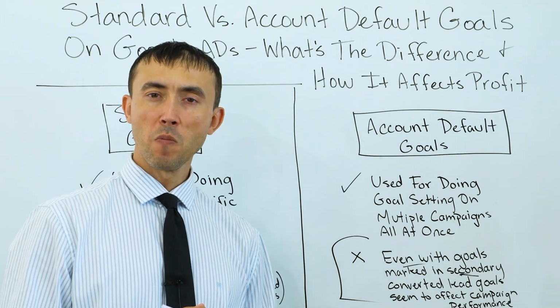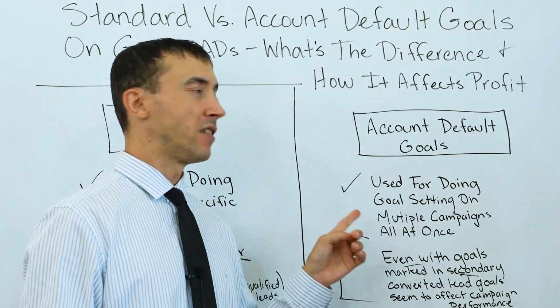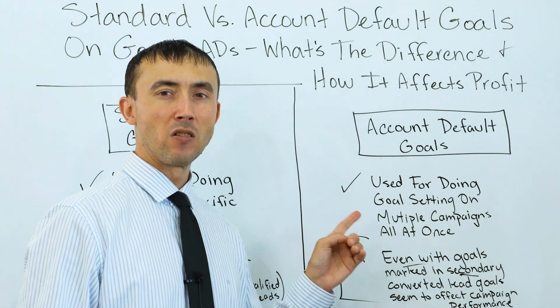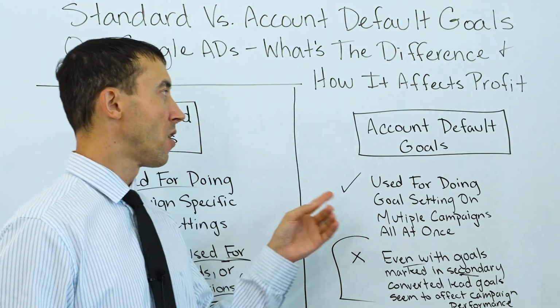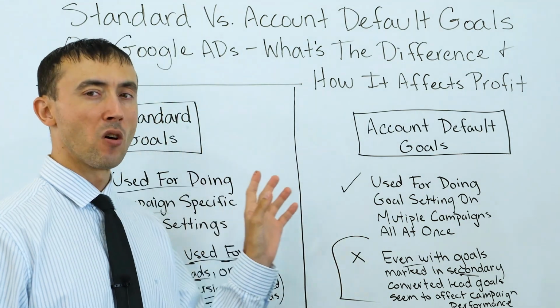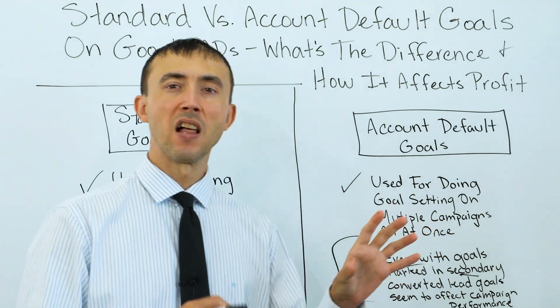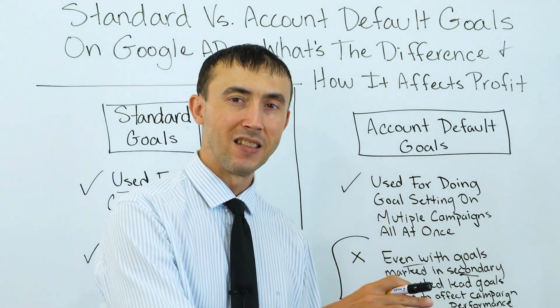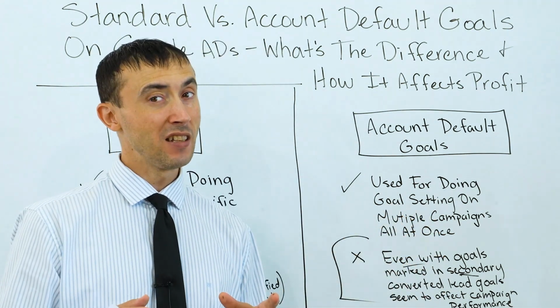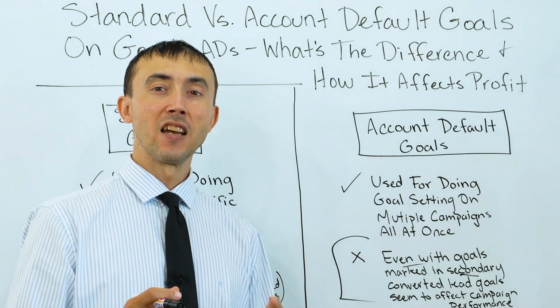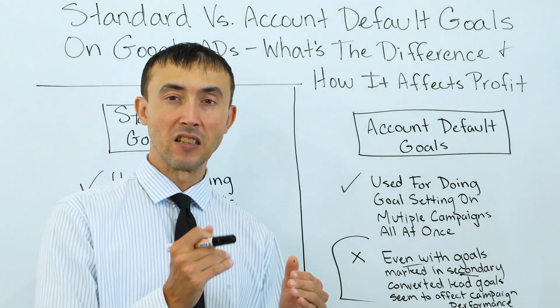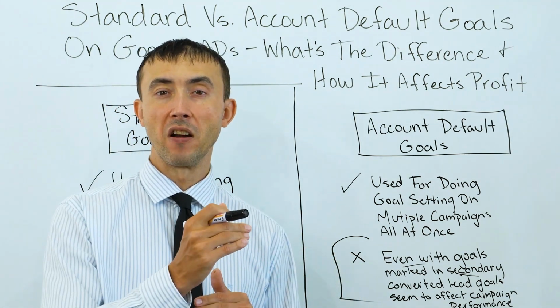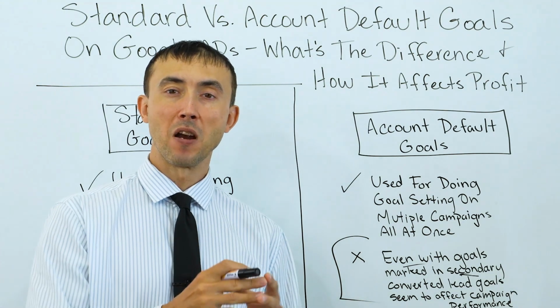And what this told me was Google utilizes the account default goal for more than what they say, which is account default goal versus standard goal. They say it's just to help you apply one goal to multiple campaigns easier. But realistically, they're utilizing it as like a goal ranking system, like what goal is more important than another, as I found through this experiment here.